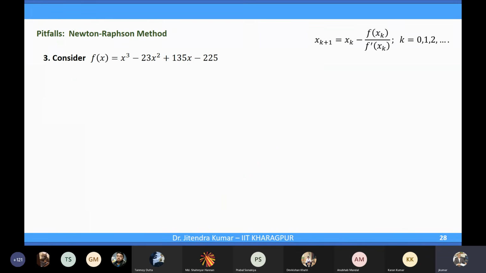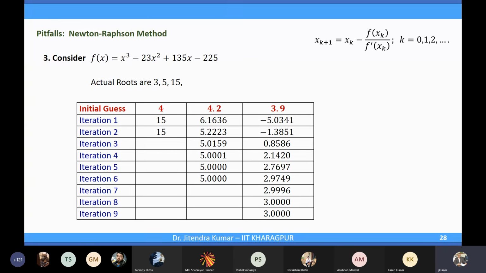So for instance, here you have this f(x) as a cubic polynomial. The actual roots are 3, 5, and 15. Just let me point out that those things can happen. You start with initial guess 4. What will you expect? That either you will go to 3 or you will go to 5. But what is happening? You are immediately going to 15.